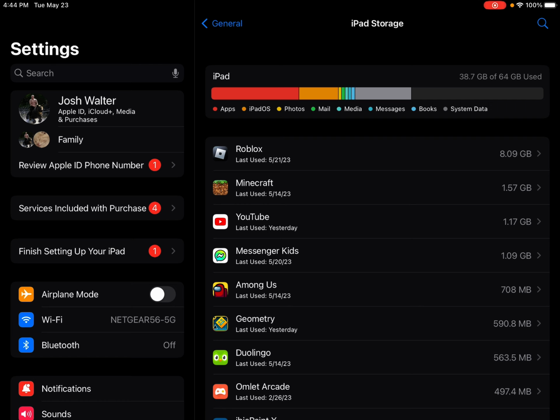That was 24 gigabytes saved just by deleting one app, which my tablet said was taking up 1 gigabyte. That is insane. Like, that is mind-blowing.